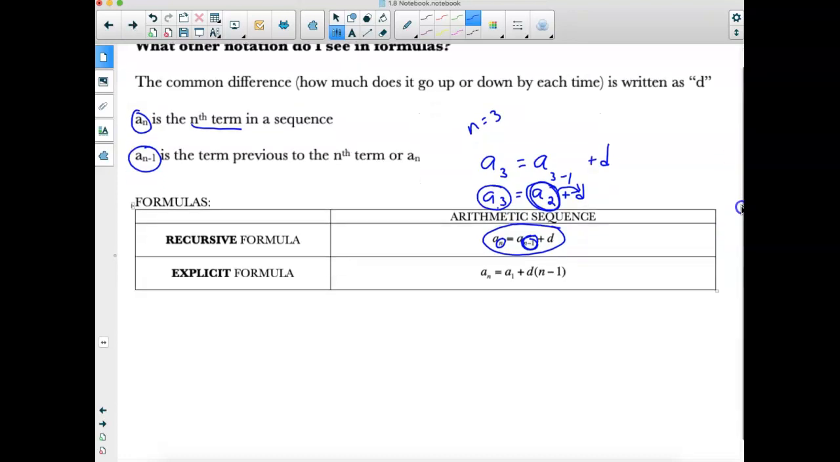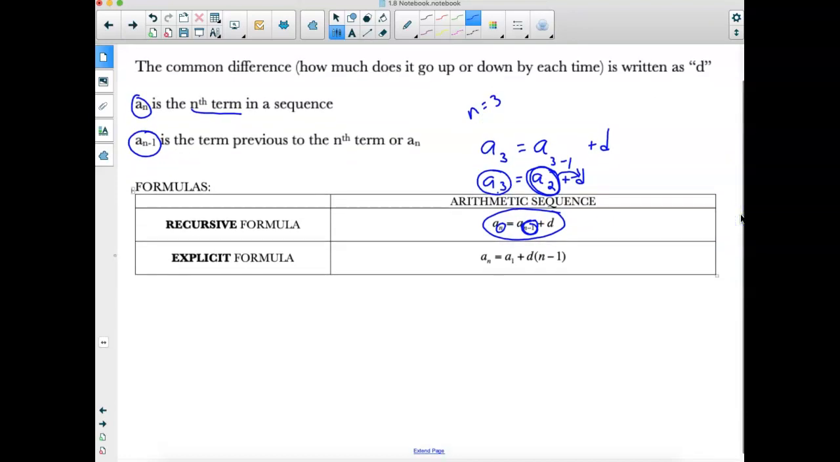The explicit formula is the one most people usually like to use more. I have A sub n. This is any term I'm looking for. A sub 1, that is the first term I'm looking for in the sequence. D is my common difference, and what n is is always an integer. It's always an integer, meaning it's always 1, 2, 3, 4, 5, 6, 7, and it goes on and on.